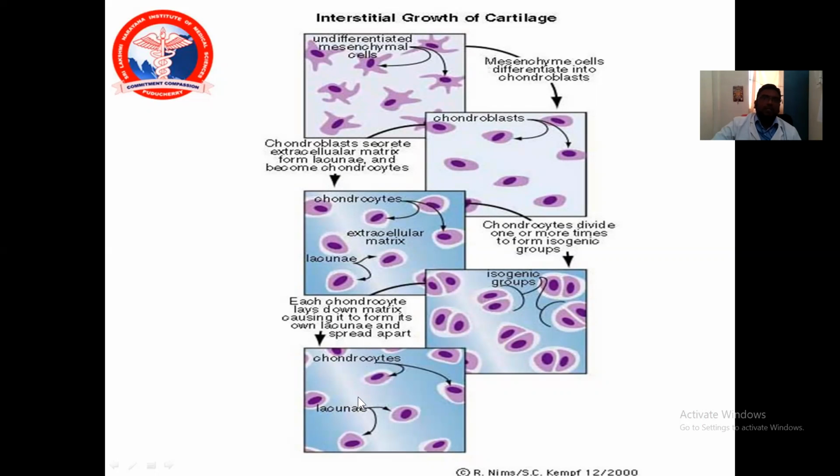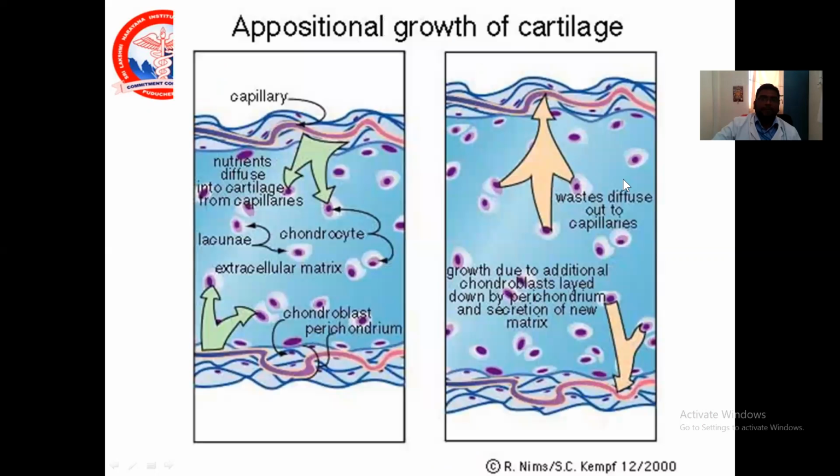So like this way, the cartilage is growing. Okay, so this is one type of growth called interstitial growth. Next, you will be able to get the appositional growth. So appositional growth is nothing but the capillary force. So there the nutrition is going to diffuse.